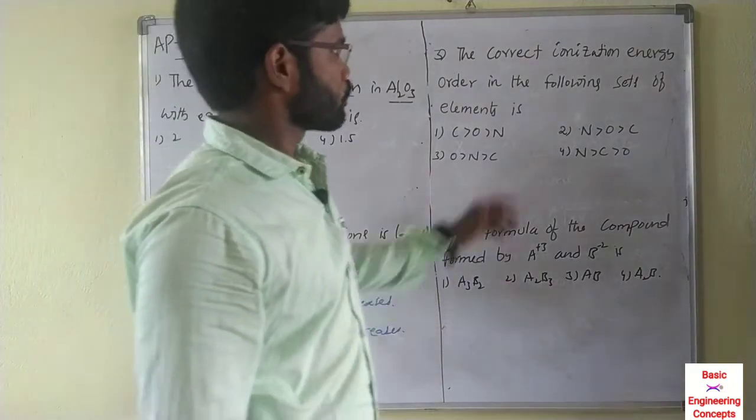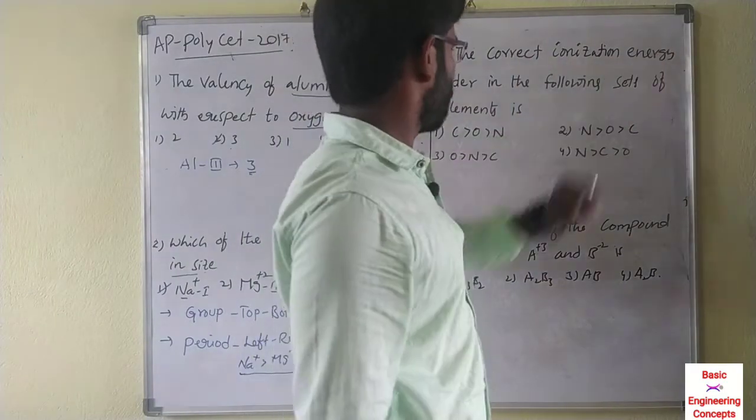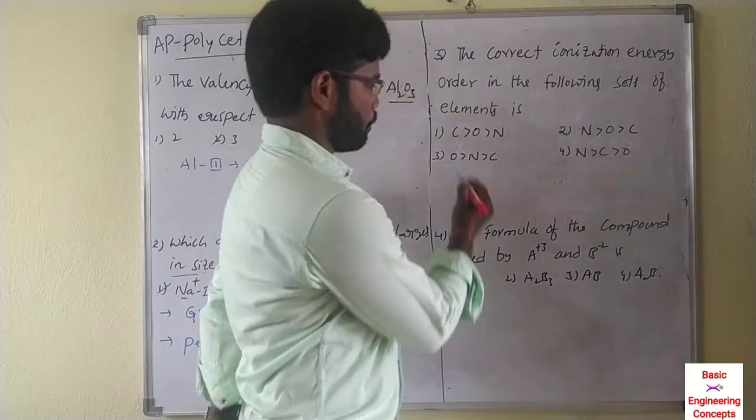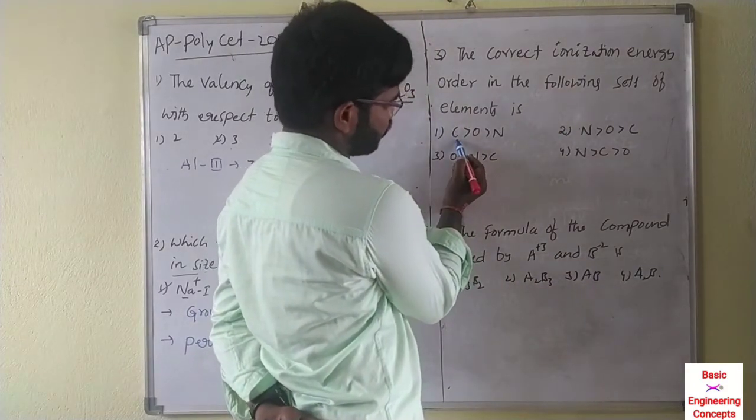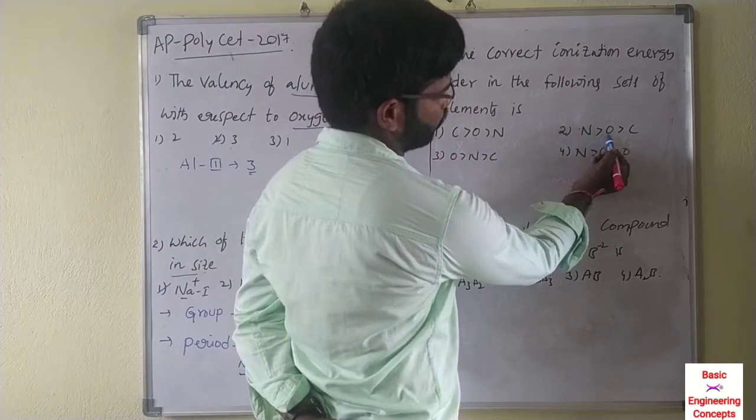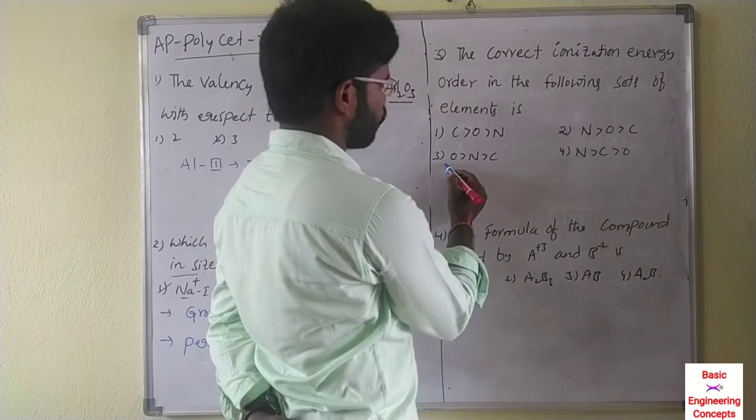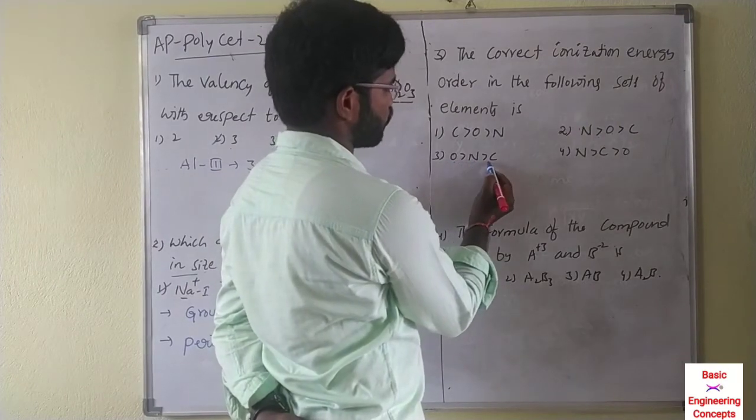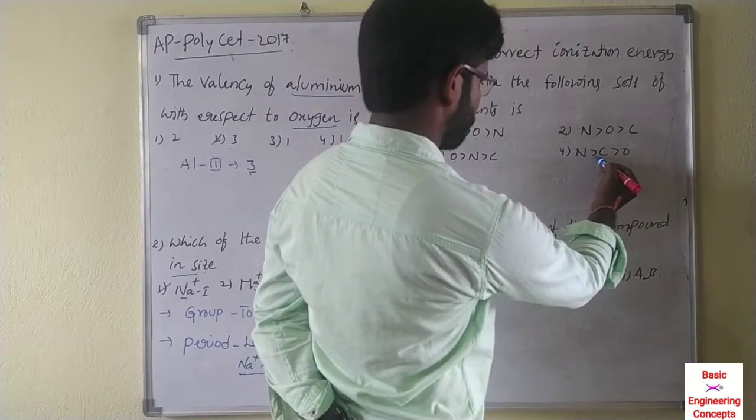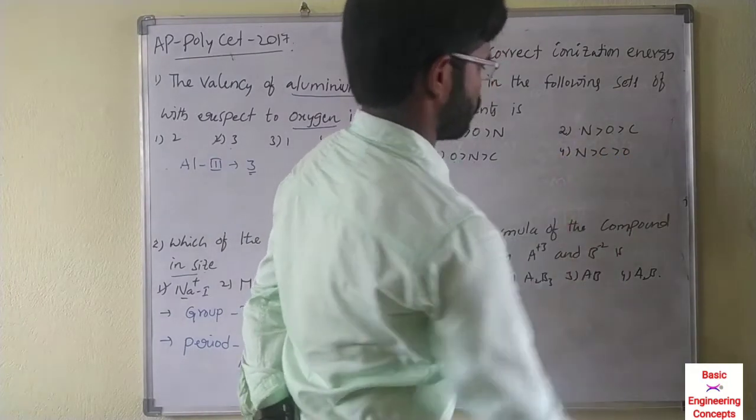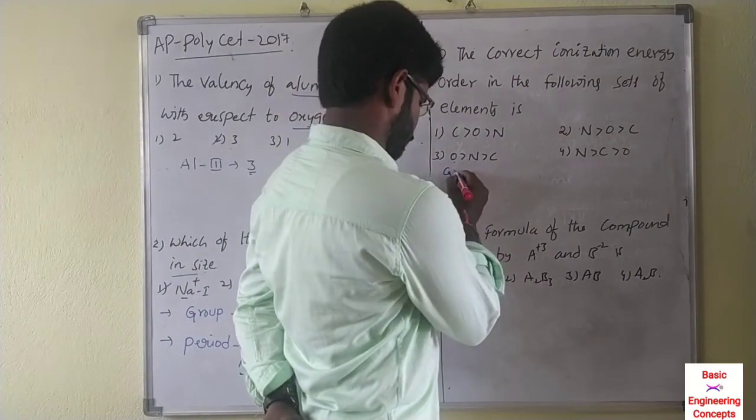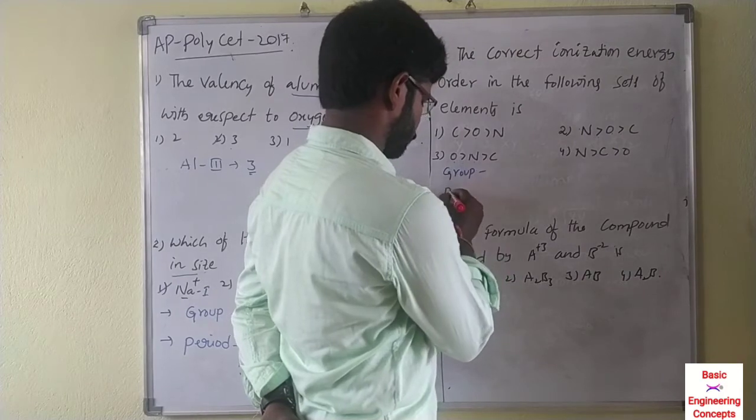Next question: the correct ionization energy order in the following sets of elements is. First option is carbon greater than oxygen greater than nitrogen. Second option is nitrogen greater than oxygen greater than carbon. Third option is oxygen greater than nitrogen greater than carbon. Fourth option is nitrogen greater than carbon greater than oxygen. Again, it follows group and period trends.